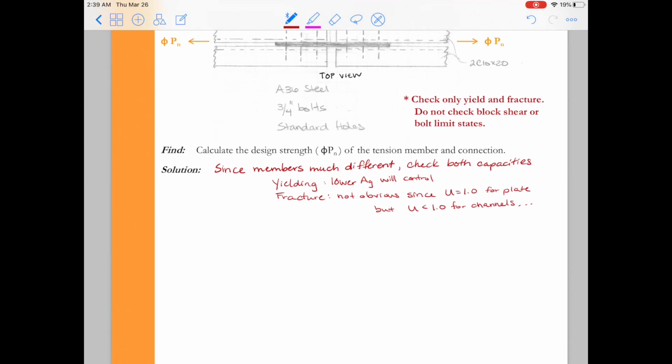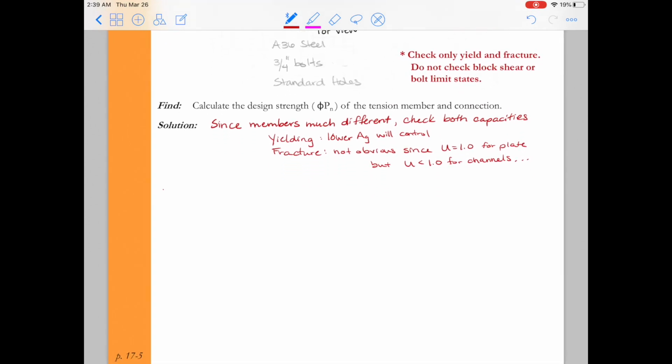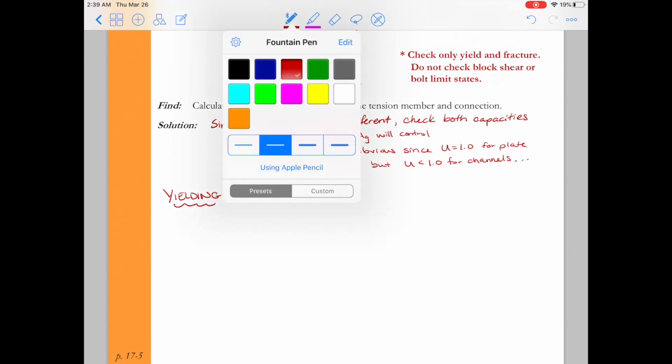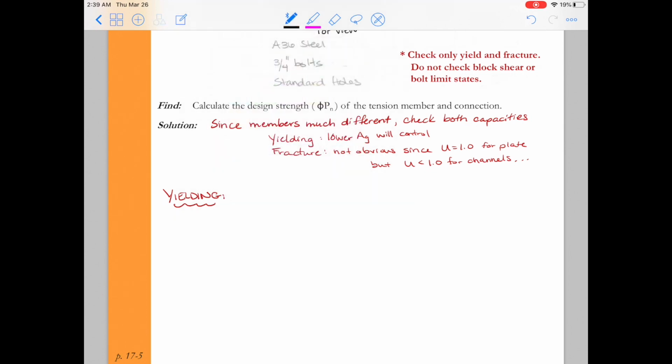And so that channel is going to have some sort of shear lag, so U is going to be less than 1. In addition, their net section areas could be different. So we do want to check both of these members for fracture. And we'll go ahead and do it for yielding too, just so we can kind of complete the design.